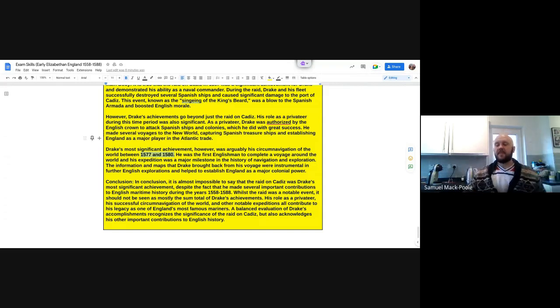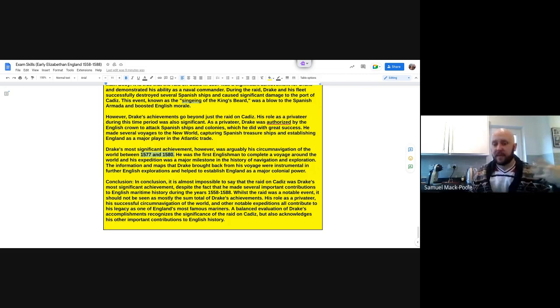Now, look, let's look at this conclusion, because it's really going to help get the grades up now, okay? Because there's been arguments made on both sides. There's some nice information. There is some precise detail. It could go a bit further, but this is still good. Okay, so in conclusion, it's almost impossible to say that the raid on Cadiz was Drake's most significant achievement, despite the fact he made several important contributions to maritime history during the years 1558 to 1588. Focusing on the question. Look at this focus on the question. Going back to those dates, that was good.